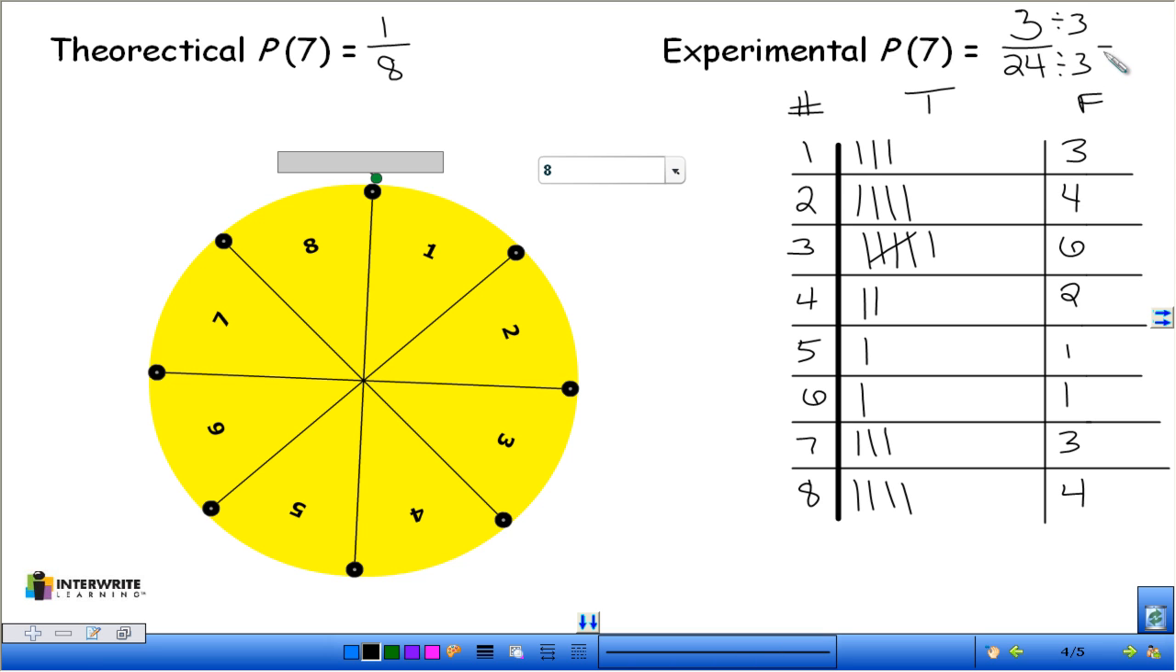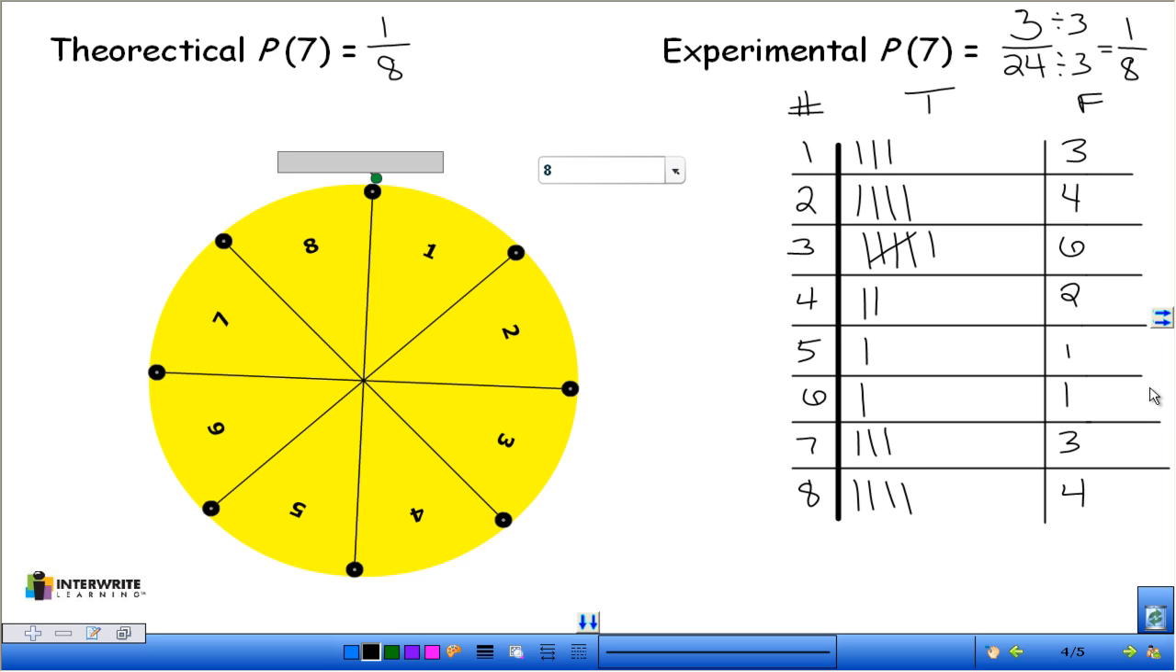Believe it or not, we actually get 1/8. So in this case, our experimental probability and our theoretical probability are the same. Now that would only work if I chose the probability of 1 or 7, because those are the only ones that I spun 3 times.